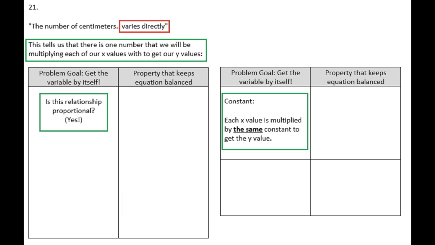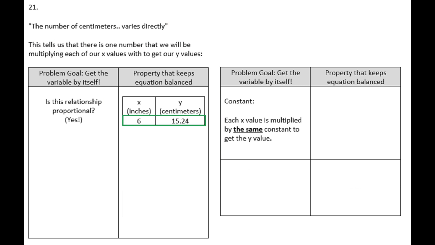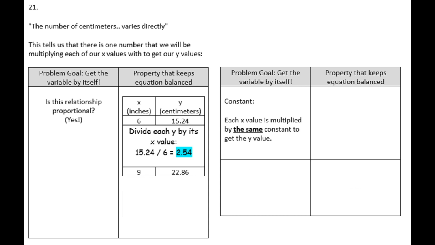All right, so the first thing we want to notice is that for 6 inches, we have 15.24 centimeters as our y value. So same strategy, 15.24 divided by 6 equals 2.54. All right, so that's our constant, we think. Let's look at a few more values. We have 9 and 22.86. Let's just take 12 and 30.48. We're going to check this to make sure we get 2.54.